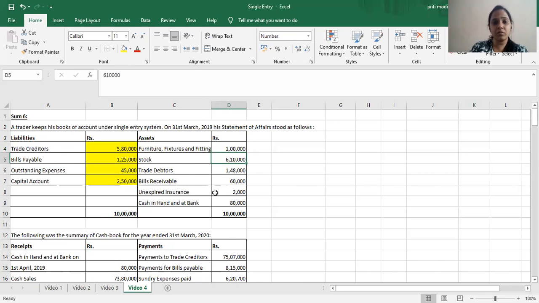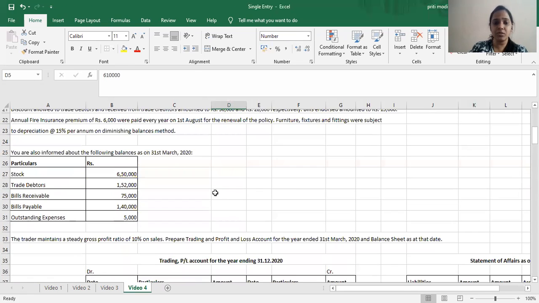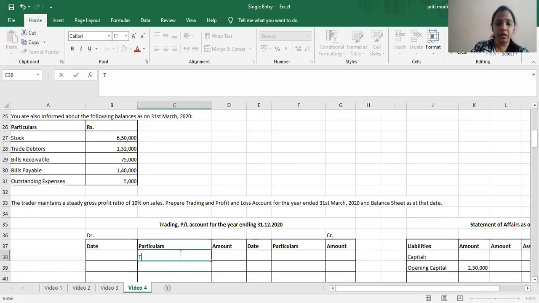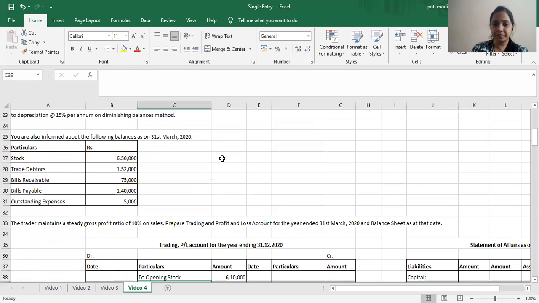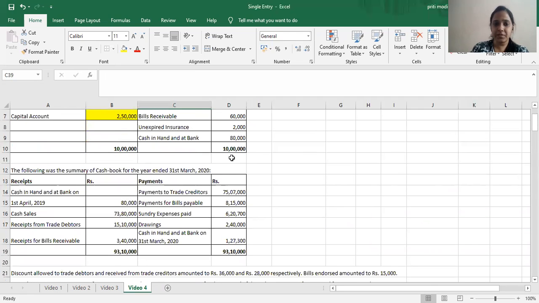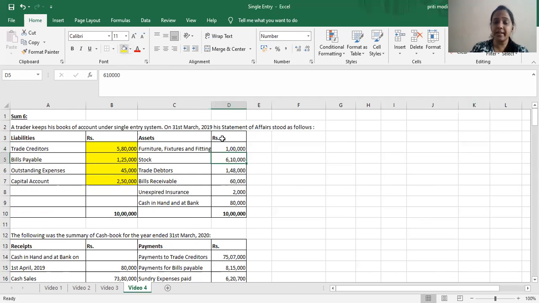Stock: 6,10,000 opening stock, or it will go to our trading account. So I'm writing it over here to opening stock. That is 6,10,000. Okay, this is done. The items not yet in yellow means we have to do that.